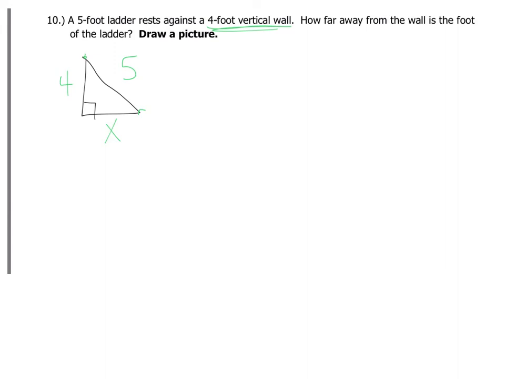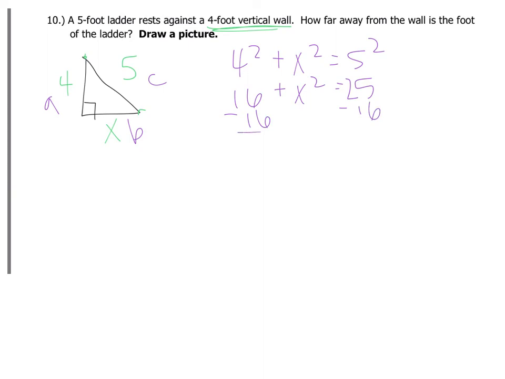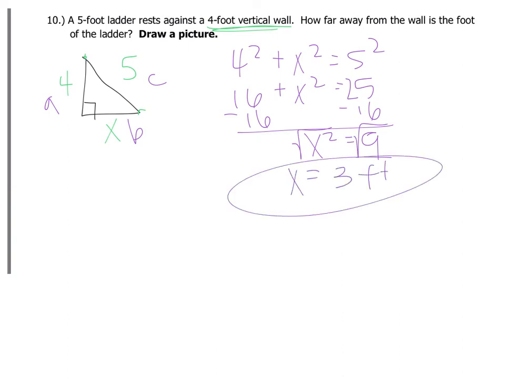So A, B, C. 4 squared plus X squared equals 5 squared. 16 plus X squared equals 25. Subtract 16 from both sides. X squared equals 9. Square root both sides, and X is 3 feet from the bottom of the wall.